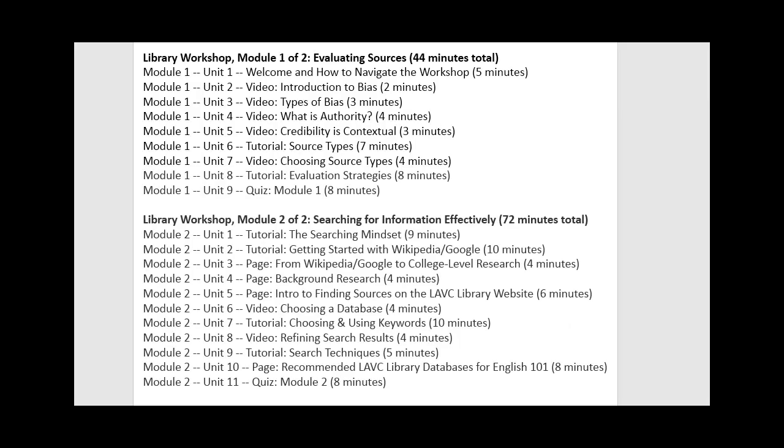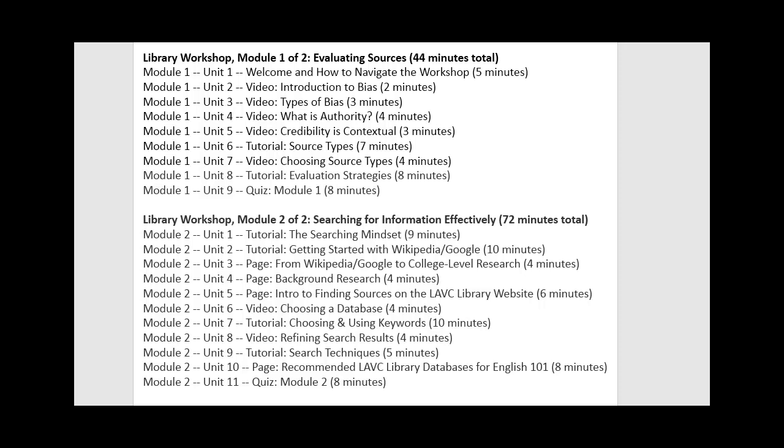The workshop consists of 2 modules. Number 1, evaluating sources, and number 2, searching for information effectively. Each module has discrete lessons, or units, which are revealed once a student completes the previous unit. Each module has a culminating quiz, which automatically links to your Canvas gradebook. Each quiz is worth 10 points, but it is at the discretion of the instructor how these points are weighted.